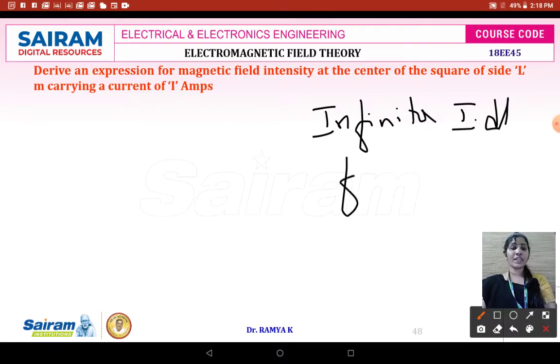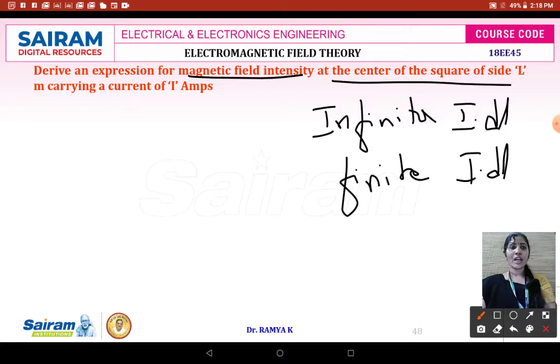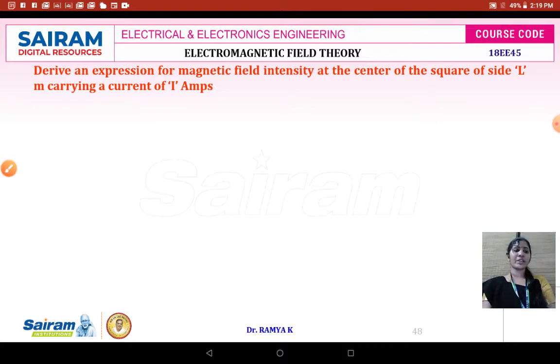and for a finite length of conductor. So in both the cases, we have seen what is the value of the magnetic field intensity. Now in this session, we are going to identify the magnetic field intensity at the center of the square of L meter. So it comes under the concept of finite current carrying element.